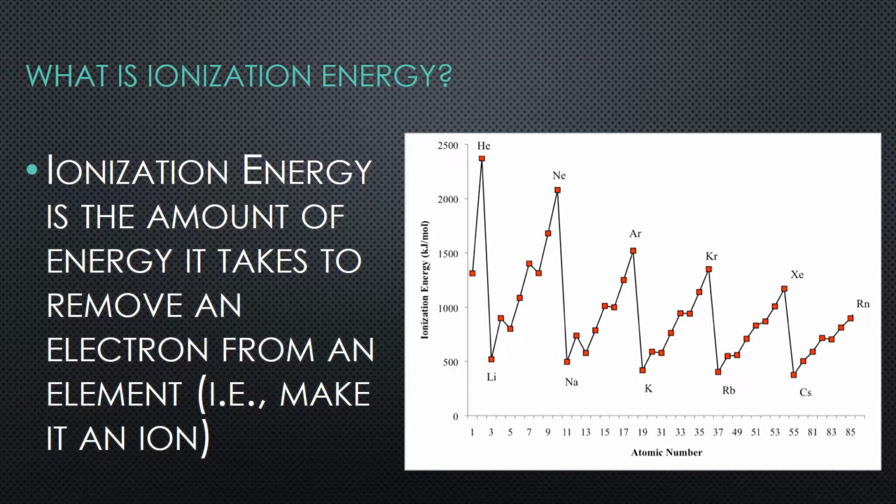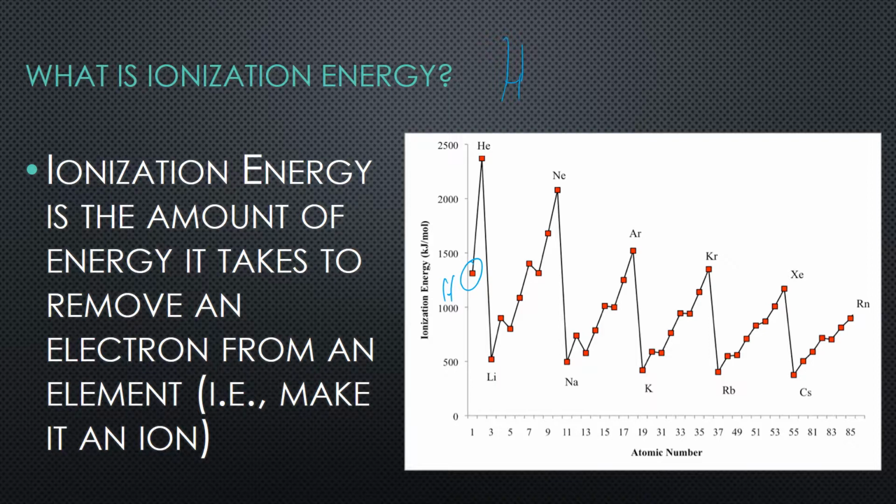So, ionization energy, what is it? Remember, an ion is an atom that has lost or gained electrons. So ionization energy is specific to the amount of energy it takes to remove an electron from an element, i.e. turn it into an ion. Like hydrogen has 1 electron. So this number right here, this is hydrogen. This is the amount of energy it takes to take that 1 electron away from hydrogen.